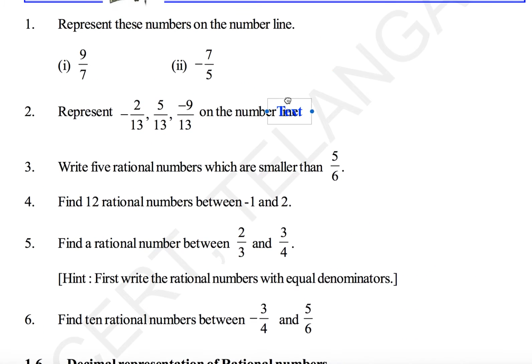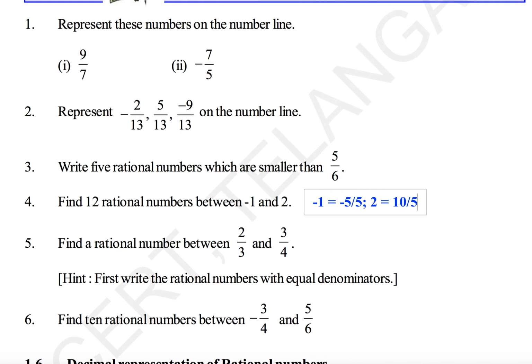You need to make the new denominator 5. How to make the denominator 5? Minus 1 can be written as minus 5 by 5. Similarly, 2 can be written as 10 by 5.